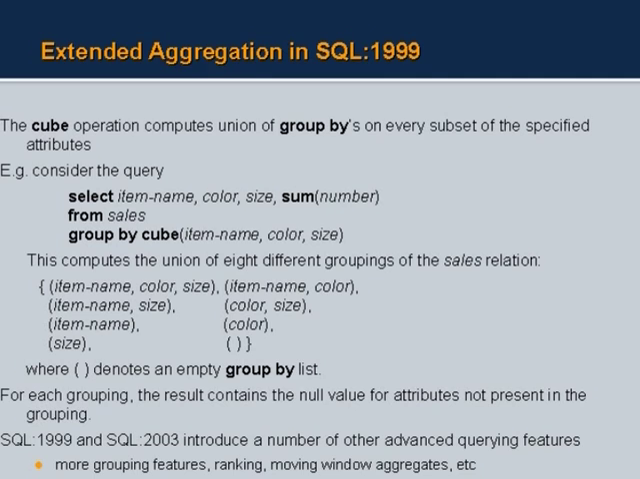Now, to support such OLAP operations, I told you earlier that SQL has been extended. Among the extensions to SQL, you can say select item name, color, size, sum of number from sales, group by cube on item name, color, size, which means it will group by all these combinations. It will group by item name, color, size; by item name, color; by item name, size; and so on, and group by empty, that is the overall number. Okay? So group by cube creates all these combinations.